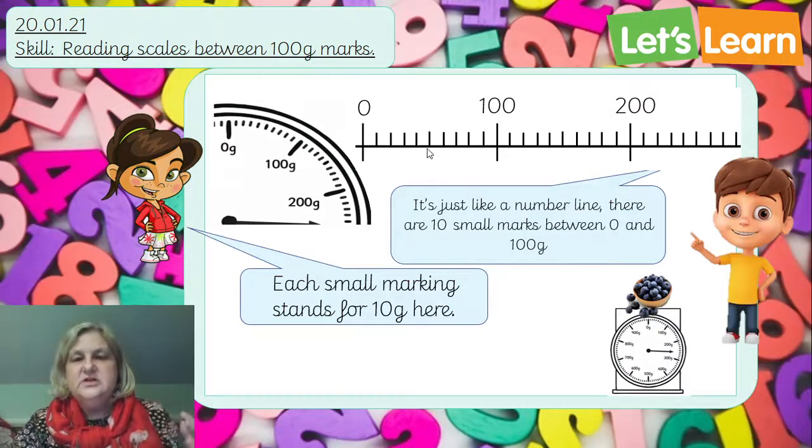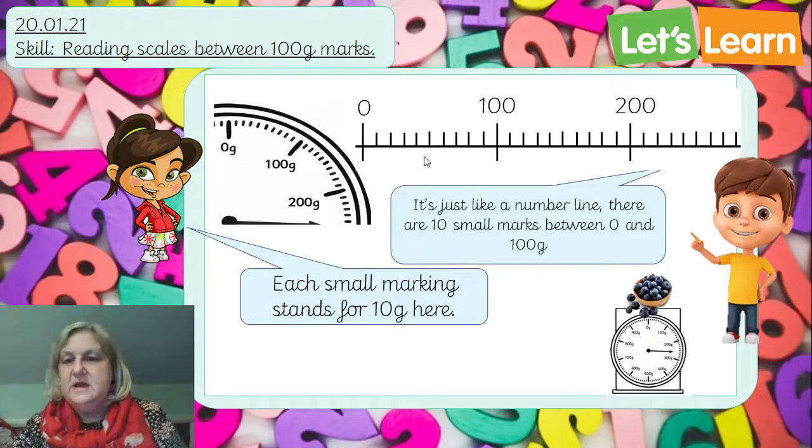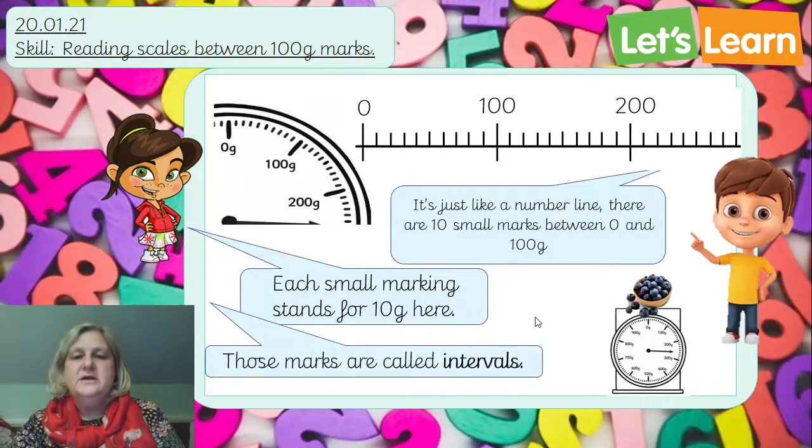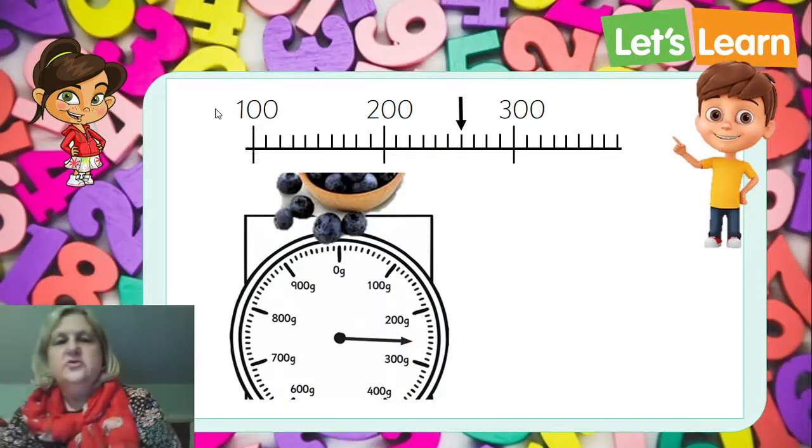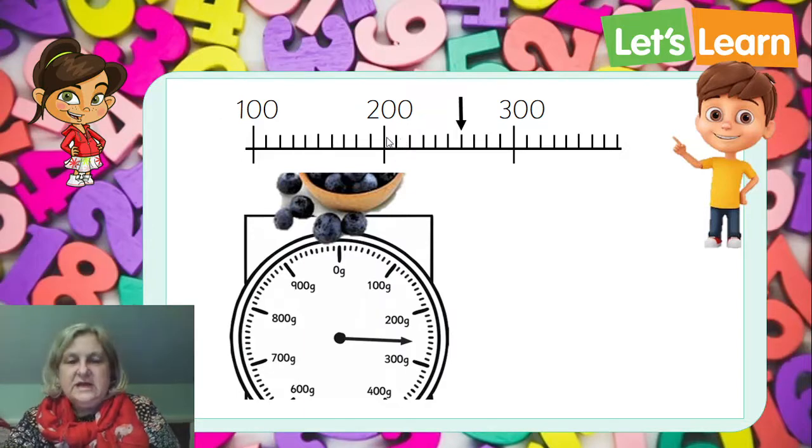So it's really useful to make that link between a number line. Here we've got a number that is going to be between 200 and 300 on that number line. The sections that are not marked are called intervals. Okay, so these are intervals along here. They're sort of gaps. I've moved the number line along a little bit because we don't need that 0 to 100, because we're looking at the numbers between 200 and 300.